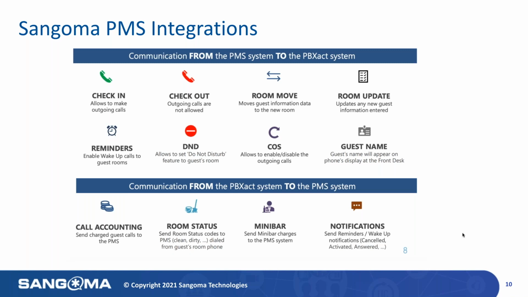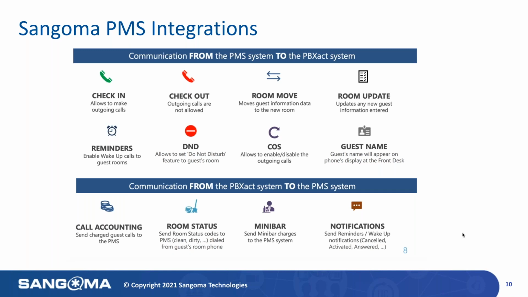Room moves. So if you're in PMS and you're moving a guest to a new room, that information is automatically going to be communicated over to the PBXact as well. It'll move their room number, likewise moving their extension number, as well as any updates to new guest information getting entered into the Oracle software will be updated and communicated in the PBX as well. Reminders for things like wake-up calls. Oracle PMS can set do not disturb to the guest's room for them. And again, class of service, enabling or disabling or making changes to it, two-way communication there.